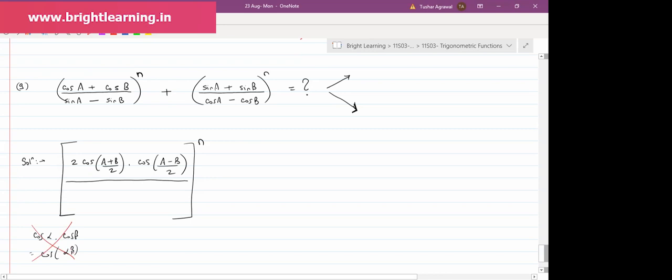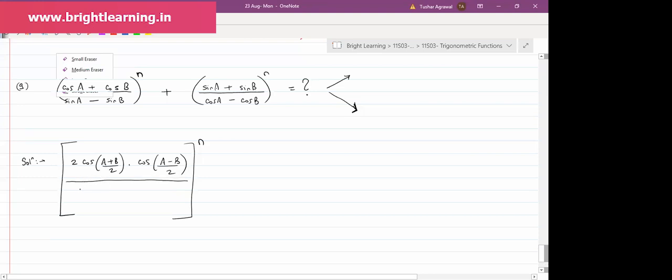Is that clear? Cos is an operation. Committing this mistake is like, in your school, doing 2 multiplied by 3 upon 5 multiplied by 7. If I ask you this question, do you cancel the multiplication sign? The answer is 23 upon 57. You do not do this mistake, correct? Why? Because multiplication is an operation on two numbers, 2 and 3, 5 and 7. Similarly, cos is an operation on A plus B by 2, and cos is an operation on A minus B by 2. You cannot take that as common.